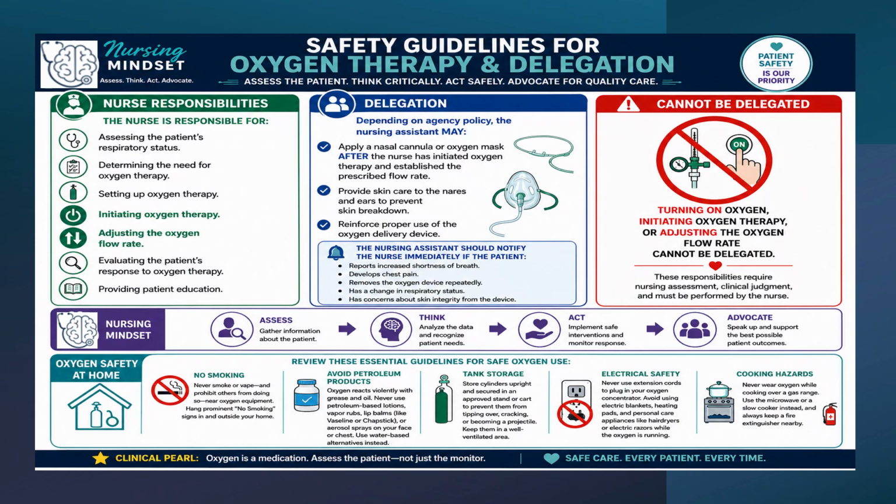Oxygen cylinders also require proper storage. Tanks should always be stored upright, secured in an approved stand or cart, and kept in a well-ventilated area to prevent them from falling or becoming damaged. Electrical safety is another important consideration. Patients should never use extension cords with an oxygen concentrator. They should also avoid using electric blankets, heating pads, hair dryers, or electric razors while oxygen is running, because these devices can increase the risk of fire.